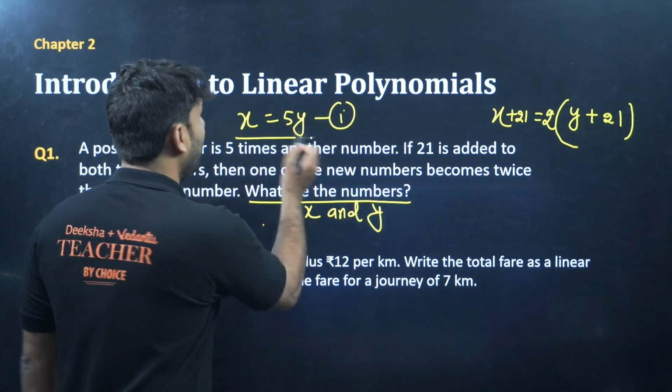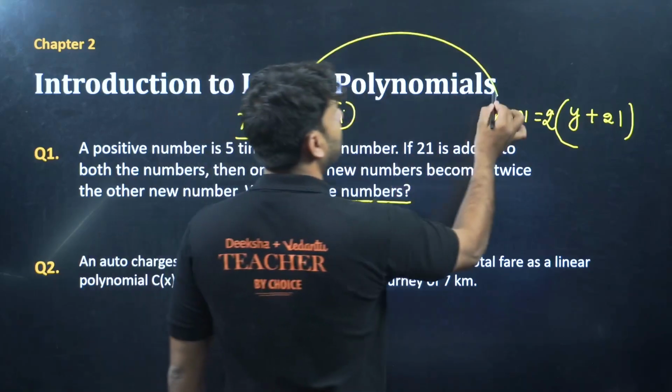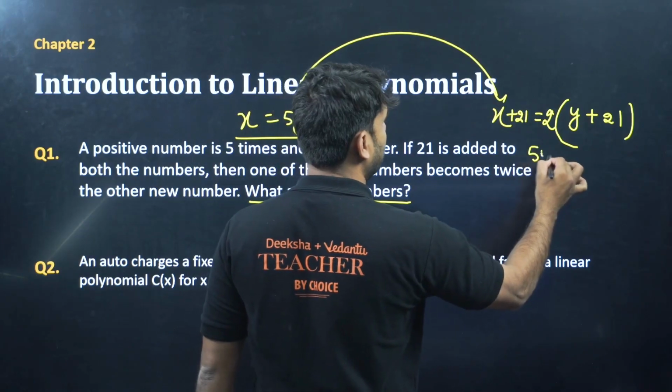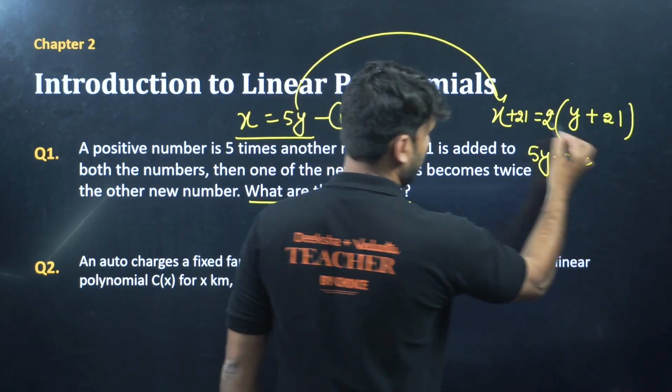Now x is equal to 5y, we already have this relation, so we can put it here. At the place of x, 5y will come. 5y plus 21. Can we please open the bracket?